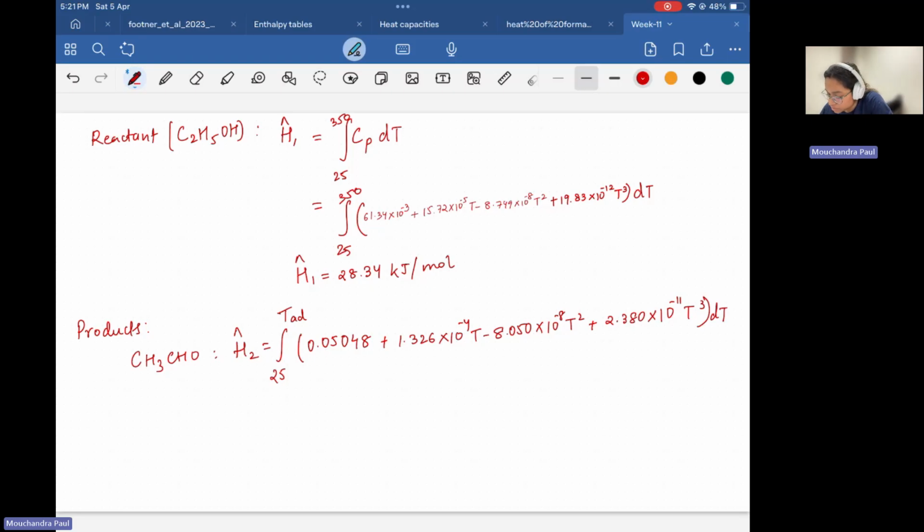Okay, so when you solve it, you will see you will get some values as this. I'm also simplifying it.